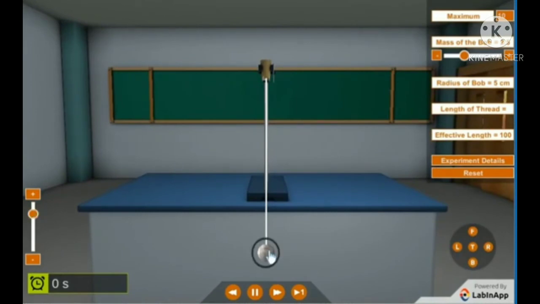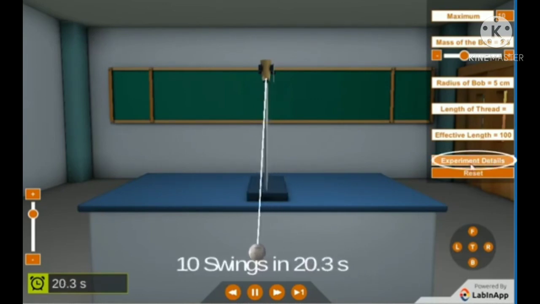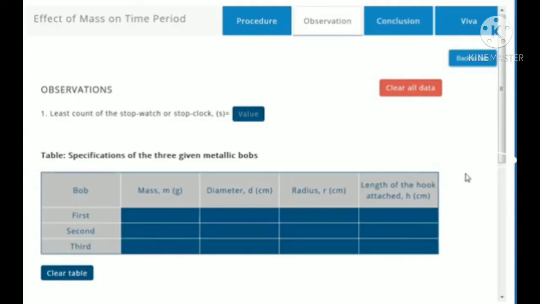Keeping the thread stretched, displace the bob. Also, check the angular displacement of the bob on the protractor, attached at the top of pendulum C with the clamp. Release the bob so that it begins to oscillate about its mean position. Record the time taken for n oscillations in the observation table.